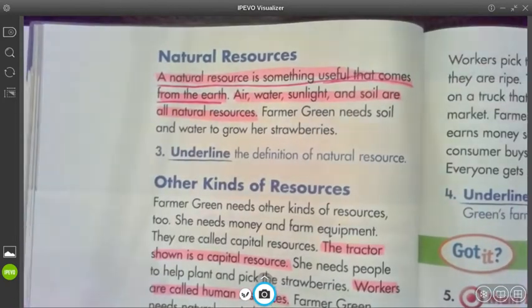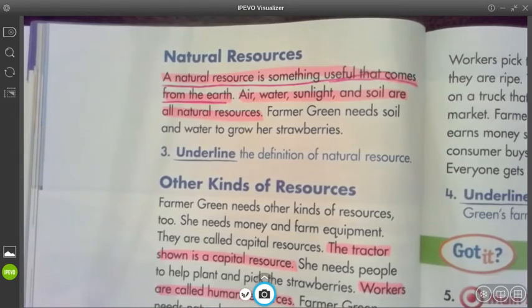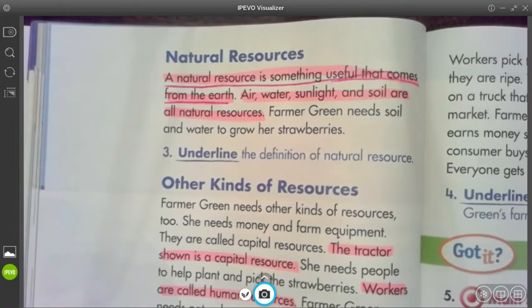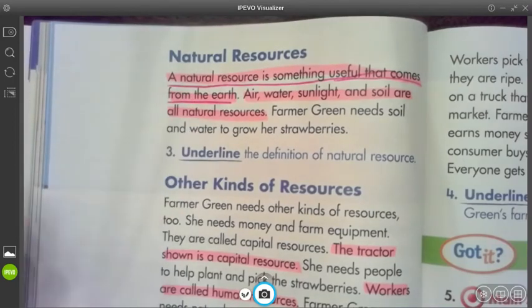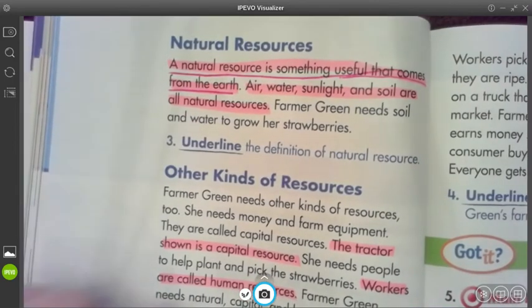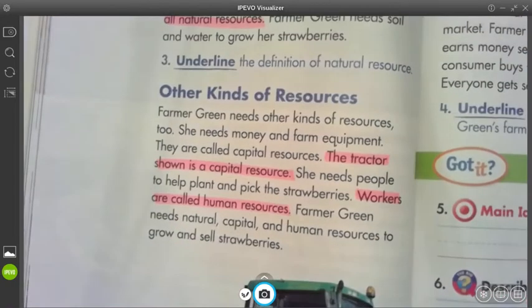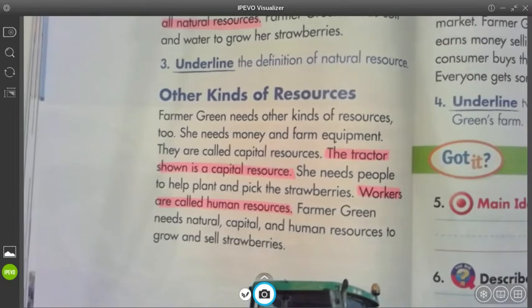So it is something that comes from the earth. So it is not made by people. These are kind of things that like God created. So air, water, sunlight, and soil. People don't make air, people don't make water, people don't make sunlight. Those are all things that come from the earth. So natural is kind of things from the earth. And you just need to know some examples. So air, water, sunlight, soil. All right, and then there's other kinds of resources too. So natural is from the earth, and then we're going to talk about two other kinds.